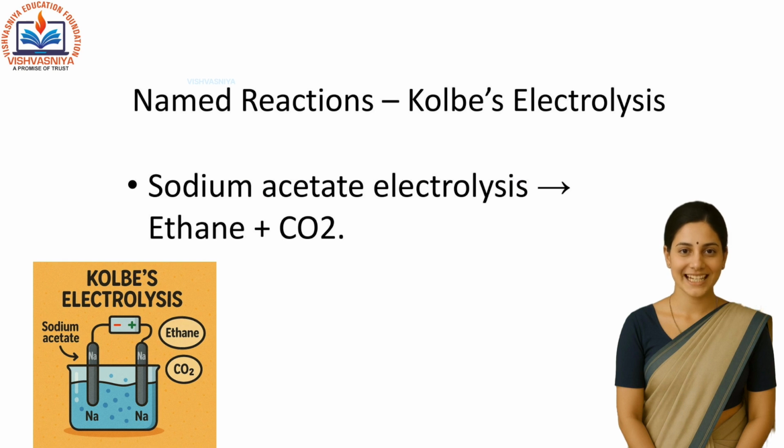Next is Kolbe electrolysis. In this reaction, the sodium salt of a carboxylic acid undergoes electrolysis. At the anode, carbon dioxide is released and two alkyl groups join to form an alkane. For example, sodium acetate gives ethane and carbon dioxide. This method is useful for preparing alkanes from acids.